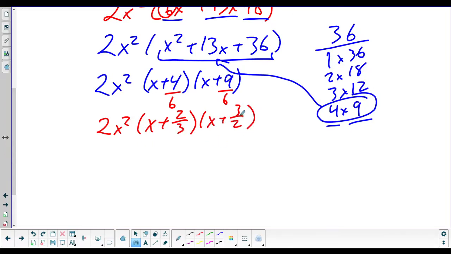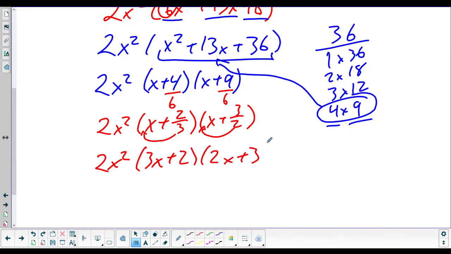And then because these are still fractions, we move the denominator in front of the x's. Bring down your GCF. It's your little brother. You can't lose it. 3x plus 2 times 2x plus 3. We did it. That's factored.